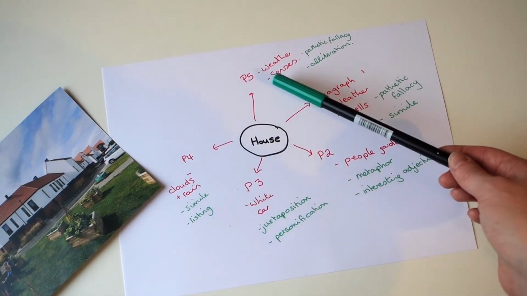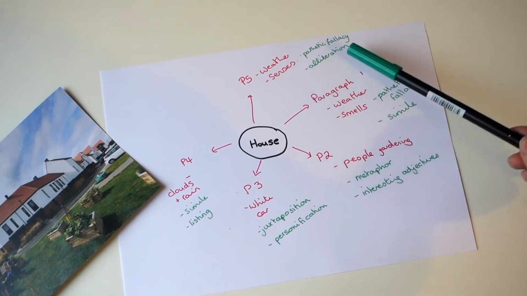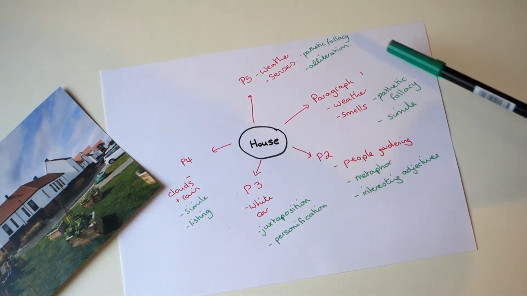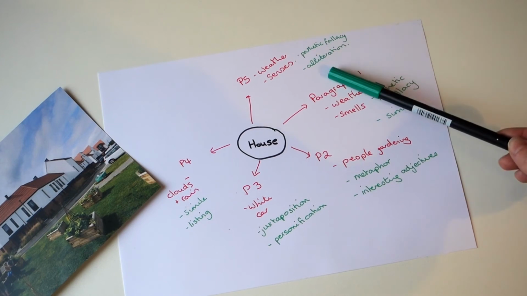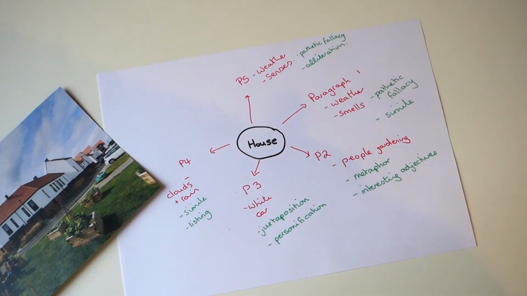I want to make sure I can use a colon. And in my 5th paragraph, I want there to be some link between paragraph 1 and paragraph 5, so I'm going to repeat whatever pathetic fallacy that I use, and then I'm also going to include some alliteration.